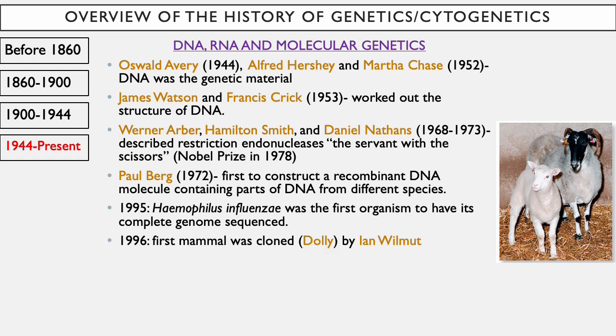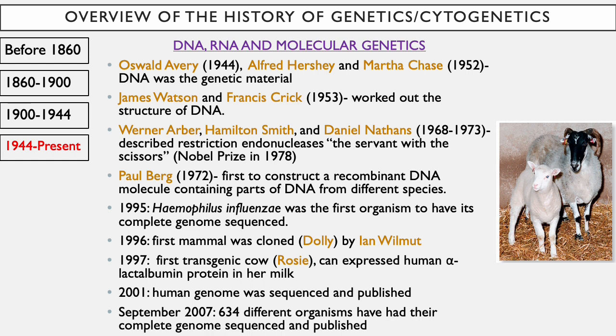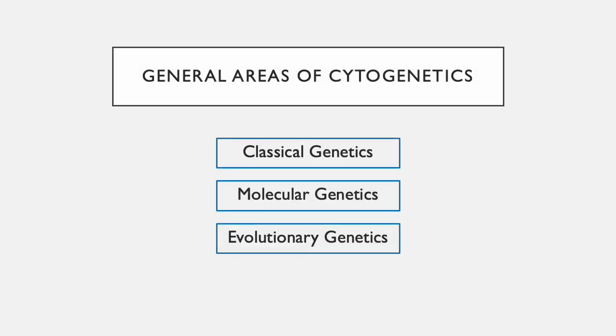In 1996, the first mammal was cloned, which is Dolly, by Ian Wilmut. And in 1997, the first transgenic cow, Rosie, could express human alpha-lactalbumin protein in her milk. In 2001, the human genome was sequenced and published. And in September 2007, there were 634 different organisms that had their complete genome sequenced and published. Now, the general areas of cytogenetics include classical genetics, molecular genetics, and evolutionary genetics.